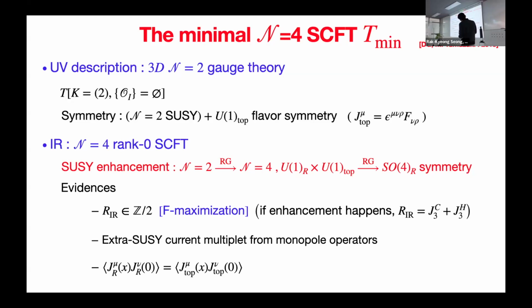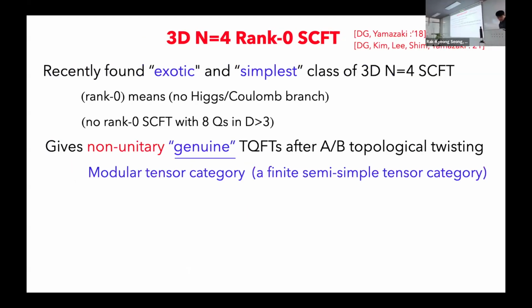And this is why these length 0 CFTs were found only very recently. This length 0 CFT can only be considered by this kind of non-trivial symmetry enhancement method. And the nice aspect of this length 0 CFT for our purpose is that it will give a non-unitary genuine TQFT after A, B topological twisting.